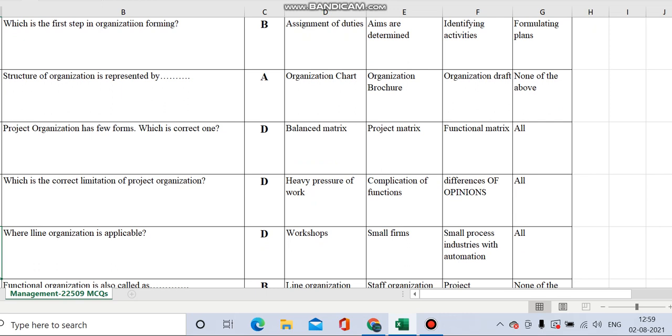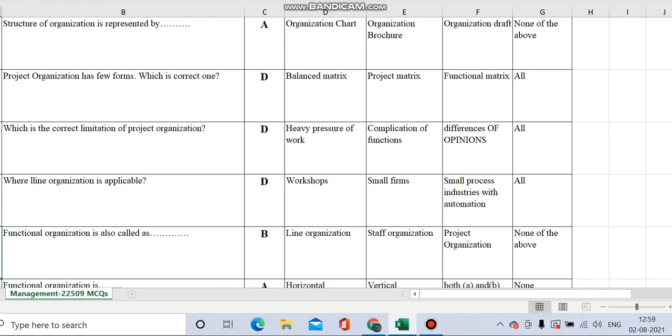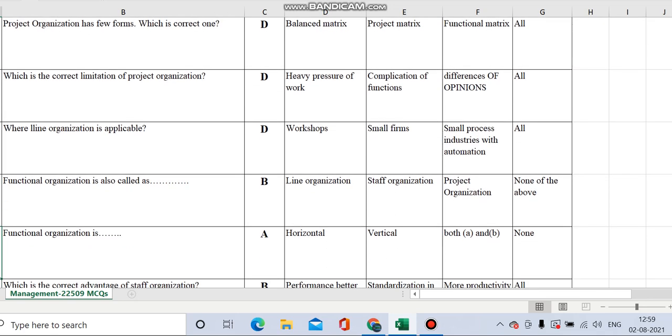Project organization has few forms. Which is correct one? All first three, that is balance matrix, project matrix and functional matrix are correct. Which is the correct limitation of project organization? All three, that means heavy pressure of work, complication of function and differences of opinions. These are all the correct limitations of project organization.